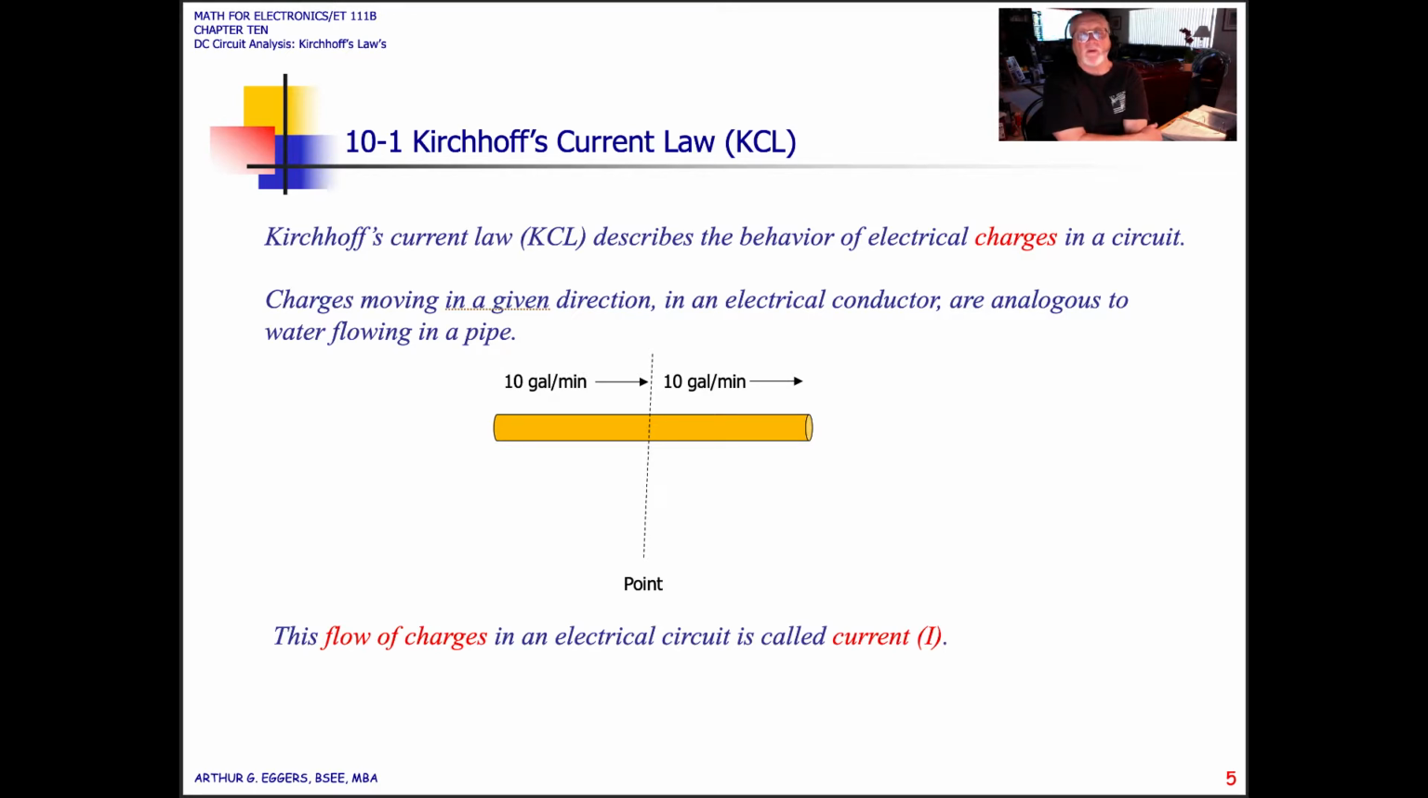So in this case, open pipe, no restrictions, no resistance, we have 10 gallons per minute flowing past a point, and we have 10 gallons per minute as we move past that point. So in this case, for the flow of charges in an electrical circuit, we use an electronic term: current. That's the movement of the charges. The potential on the charges is the voltage.